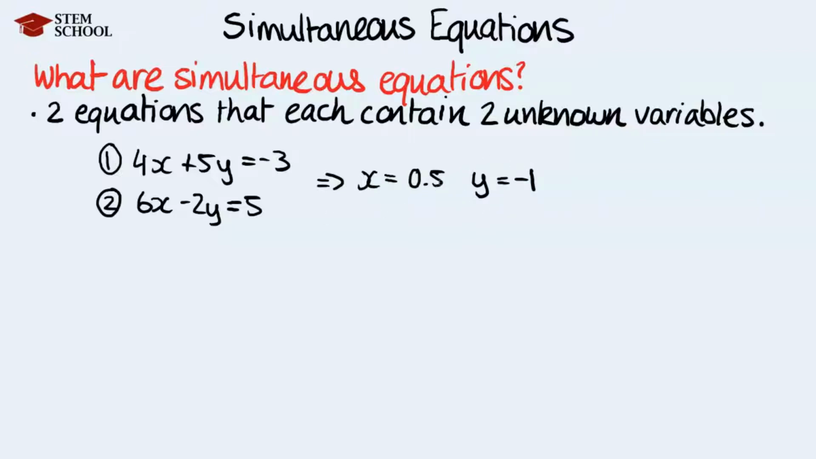So when you actually substitute x and y back into these equations, you'll find that the left hand side is equal to the right hand side. So that means you've calculated it correctly. You've found the correct values for x and y.